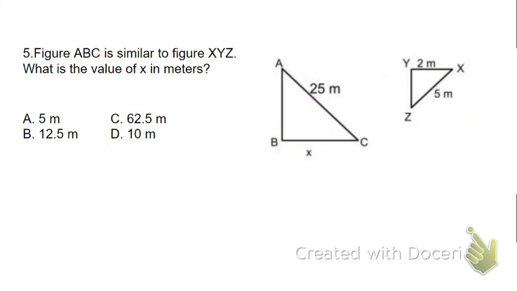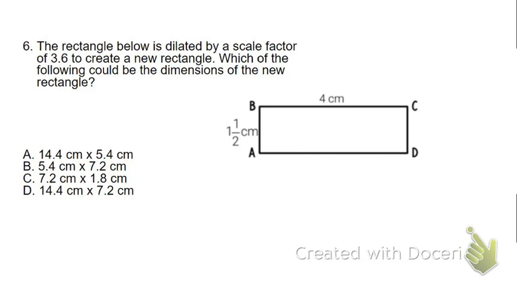All right, just a few problems left on this homework. Number 6, the rectangle below is dilated by a scale factor of 3.6 to create a new rectangle. So remember, scale factor is what you multiply by to get your new dimensions. If scale factor is larger than 1, your picture is getting larger. If your scale factor is smaller than 1, it's getting smaller.